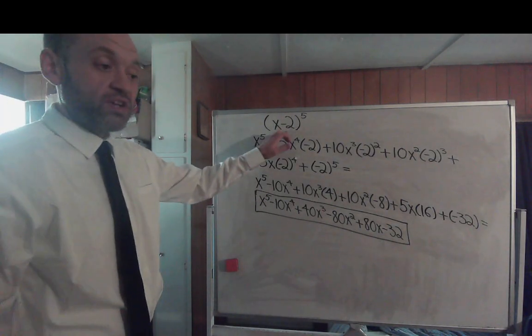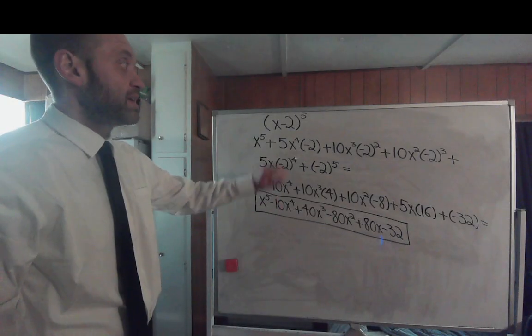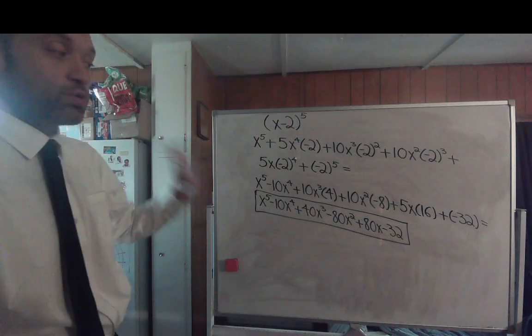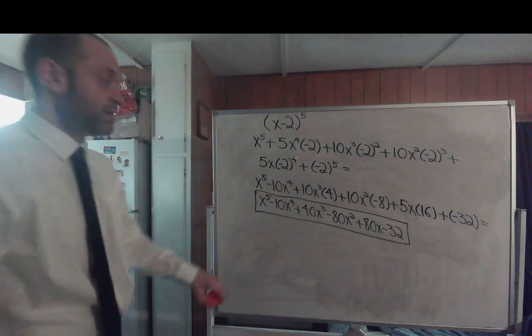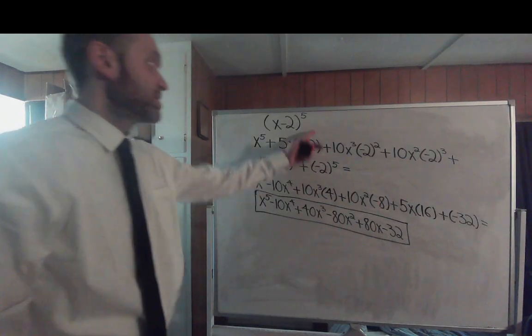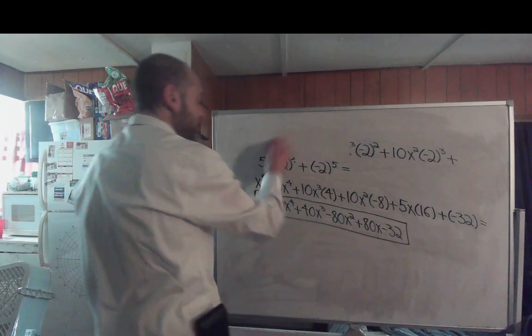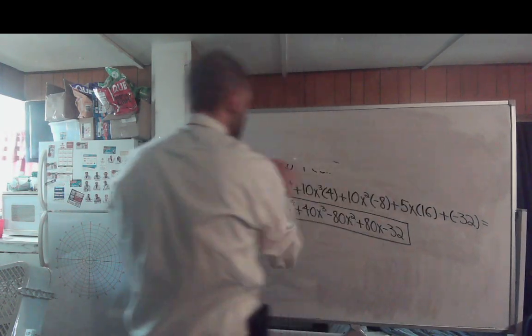Remember, whenever you're dealing with a minus, that's really the same thing as x plus negative 2. You have to consider this a negative number as the whole term. So this is all 6 terms of this expansion. Okay, now let's pick some different coefficients here.